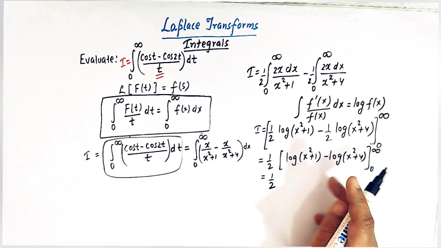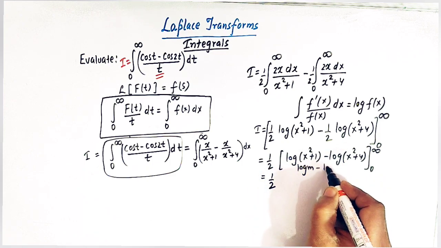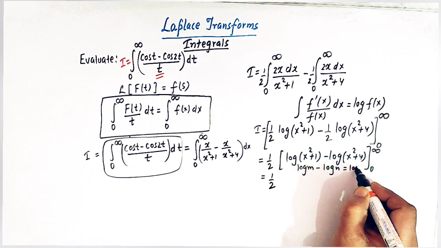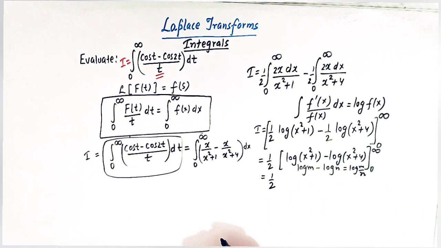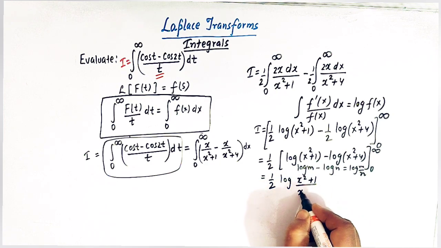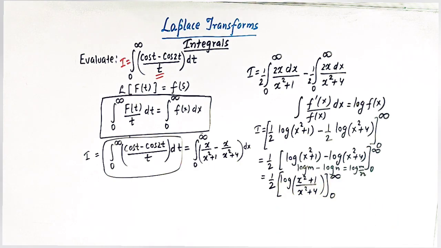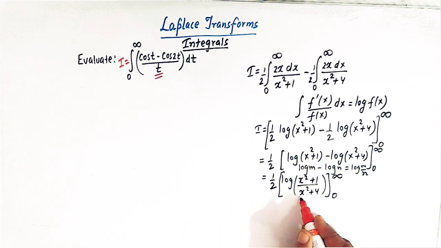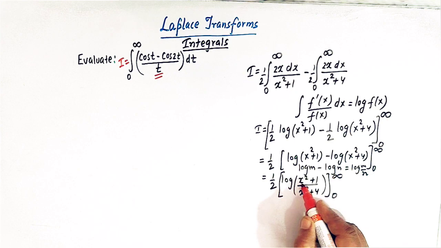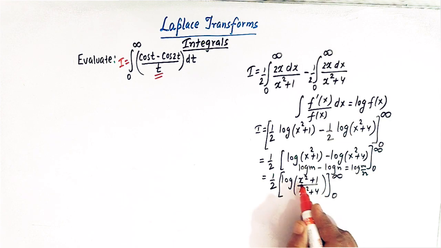Now applying the properties of logarithms, log m minus log n is equal to log m over n, right? So we have log of x square plus 1 divided by x square plus 4, and the limits are from 0 to infinity. So now to evaluate this term, first we have to take x tending to infinity, and then we have to take x is equal to 0.